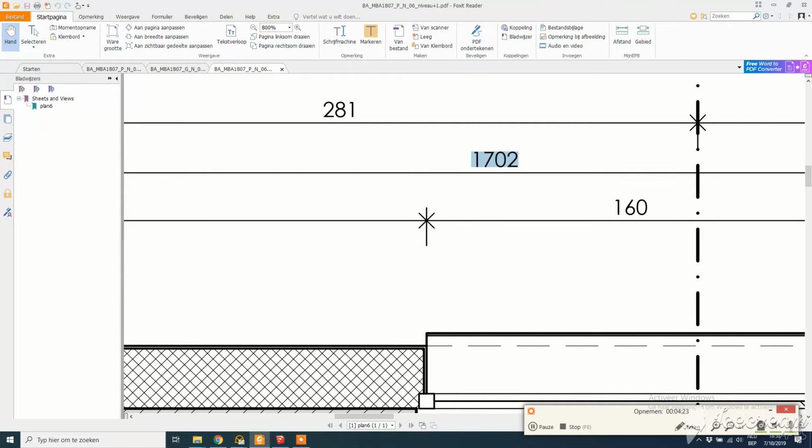and I see here 1702, so 1702 centimeters. So in our next tutorial we're going to pull the first level up, and we're going to use another skill that we are going to teach you.